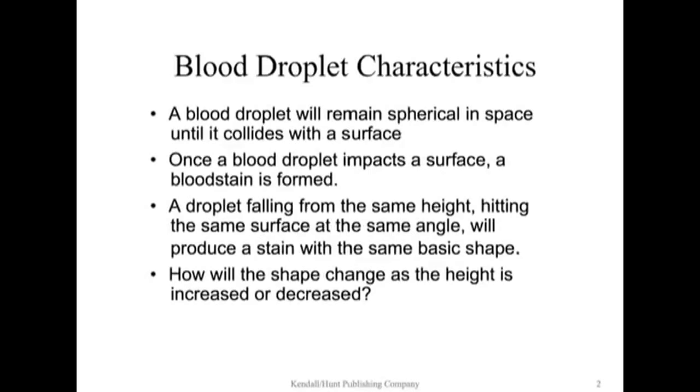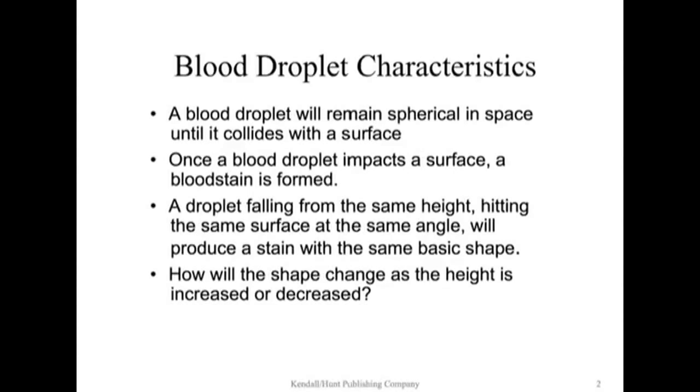Alright, so this little section is just about understanding how a blood droplet behaves, what it is made up of, obviously blood, but what its characteristics are. So a blood droplet, understanding that it will remain spherical in space until it collides with a surface. Once it does hit that surface, it's going to create a blood stain or blood spatter.